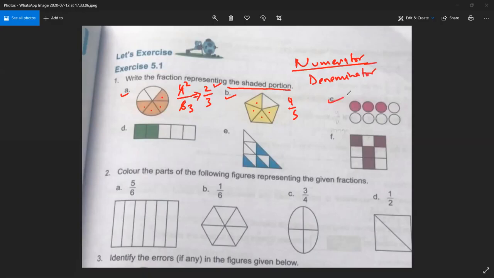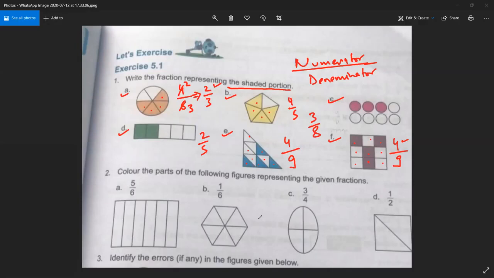Okay, what will be the answer for this? 3 by 8. Perfect. This one? 2 by 5. This one? 4 by 9. Counting 4, 5, 6, 7, 8, 9. 4 by 9. Perfect. This one? So this is also 4 by 9. Perfect. 1, 2, 3, 4, 5, 6, 7, 8, 9. Okay. Perfect. 4 by 9.